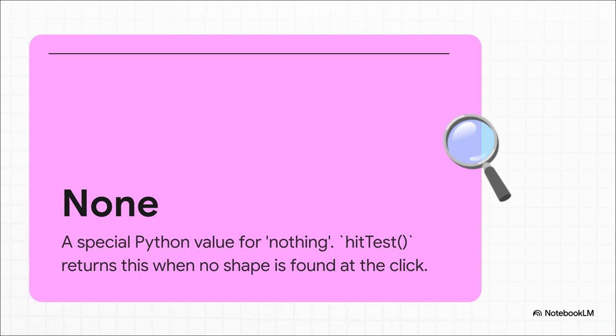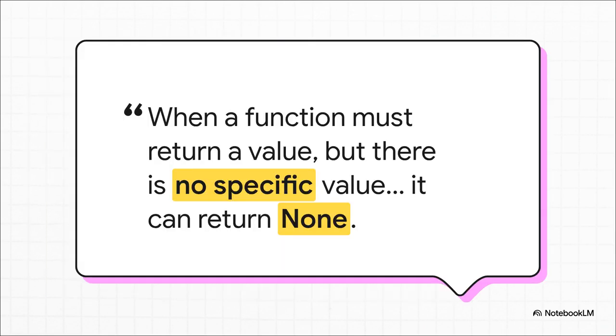And this is exactly what HitTest gives us when our click doesn't land on a shape. And the reason is pretty logical, right? The function has to return something. So when there isn't a specific shape that makes sense to return, it just gives you None. It's the function's way of saying, hey, I looked for you, but I came up empty.